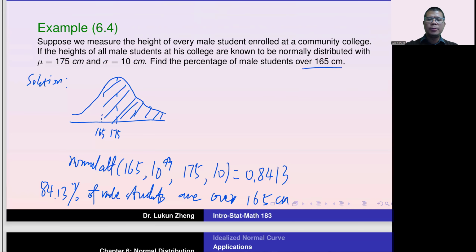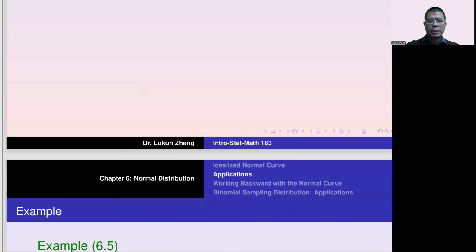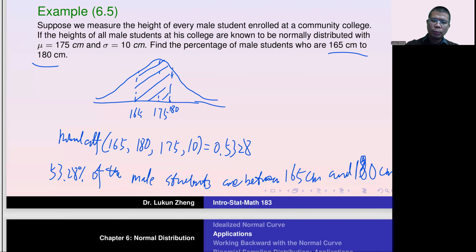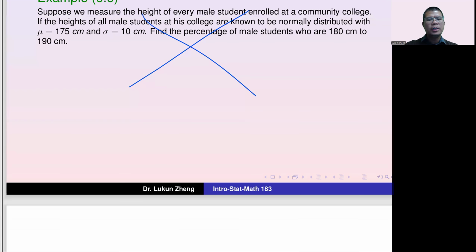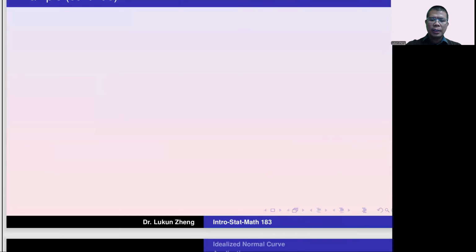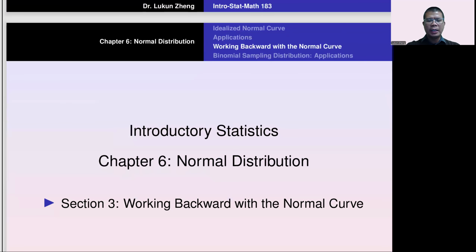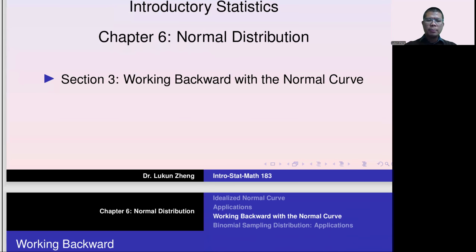We did this example as well. We got this example as well. This example is skipped. Now we move on to section 3, working backwards.